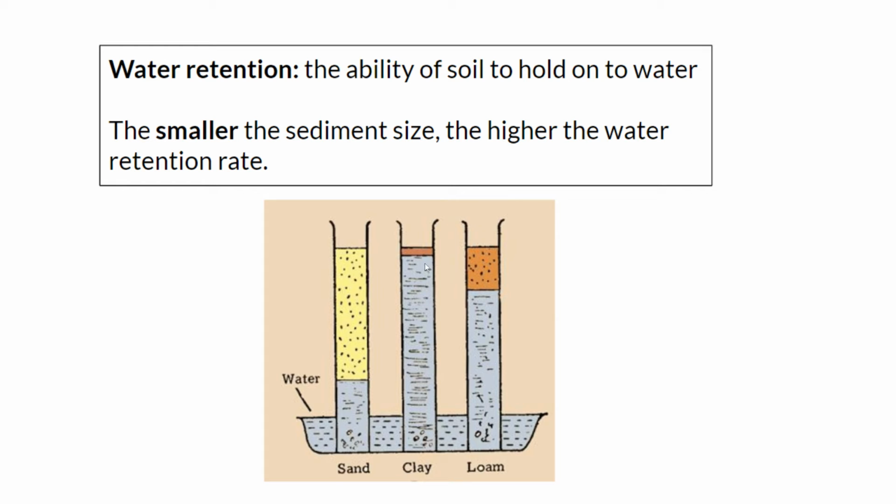The ability of soil to hold on to that water is called water retention. And the smaller the sediment size, the higher the water retention rate. The smaller the sediment size, the higher the capillarity.